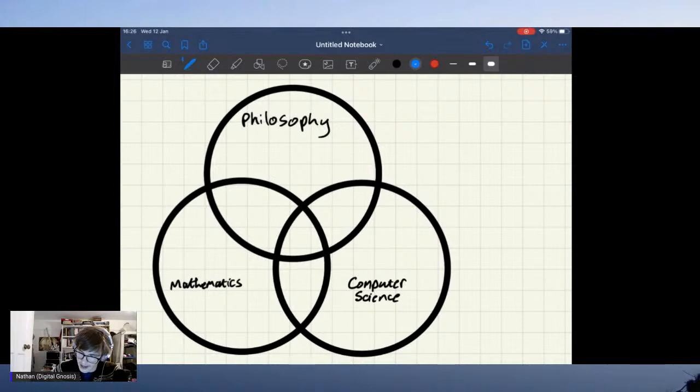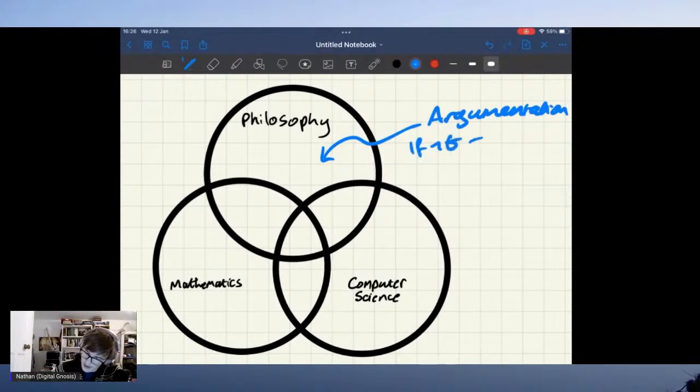So we have philosophical logic, and what we might be concerned with here is argumentation, such as: if God does not exist, then there are no moral values or duties. There are moral values or duties, therefore God exists. That's the kind of argument form that we're talking about there.